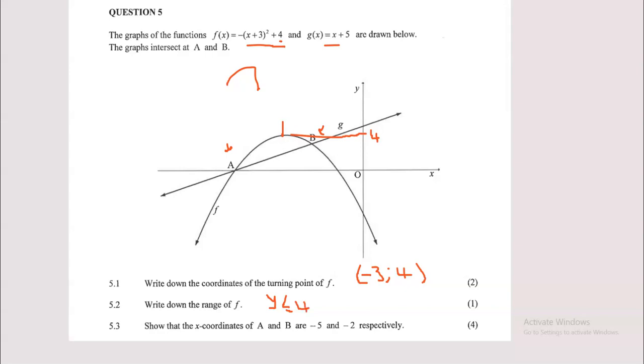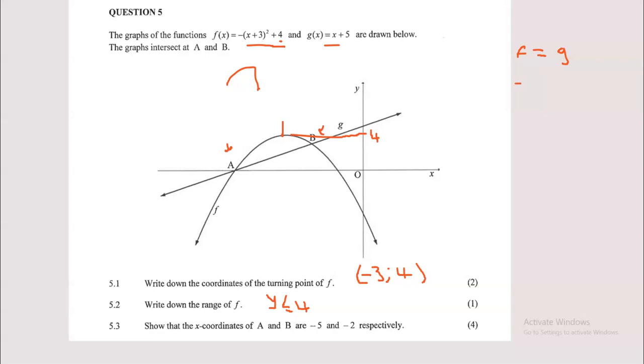And then now the last question, they want us to find the coordinates of A and B. Remember, A and B are the points of intersection. So we're going to equate the two graphs, our F graph and our G graph. Then from now on, we must solve for x. So just do it as it is.